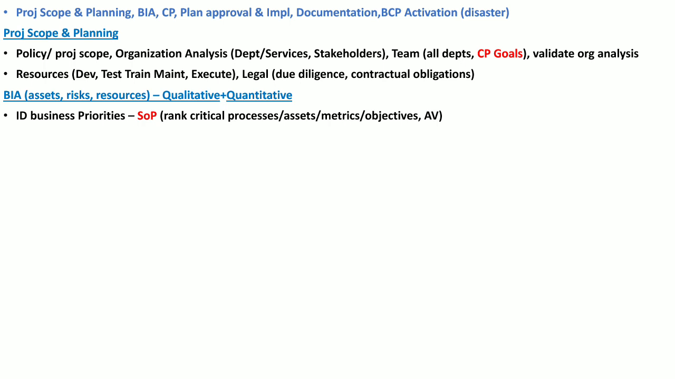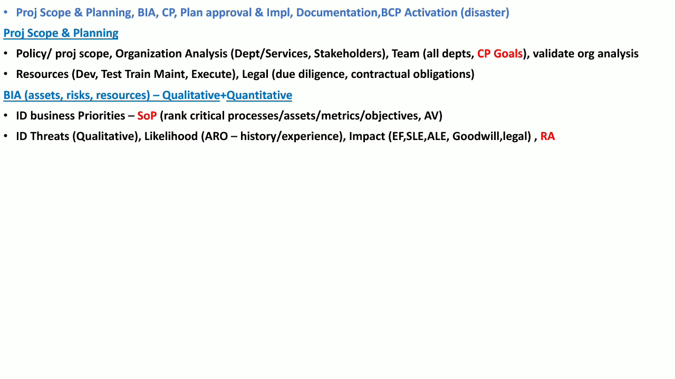Then the BCP team, first of all, in business impact assessment, identifies the business priorities, and it also ranks the critical processes, assets, and any metrics, for example, maximum tolerable downtime or MTD, or any BCP goals. And it also calculates an asset value or AV for critical assets. After that, it ranks all these critical business priorities in a document that is called the Statement of Priorities or SOP.